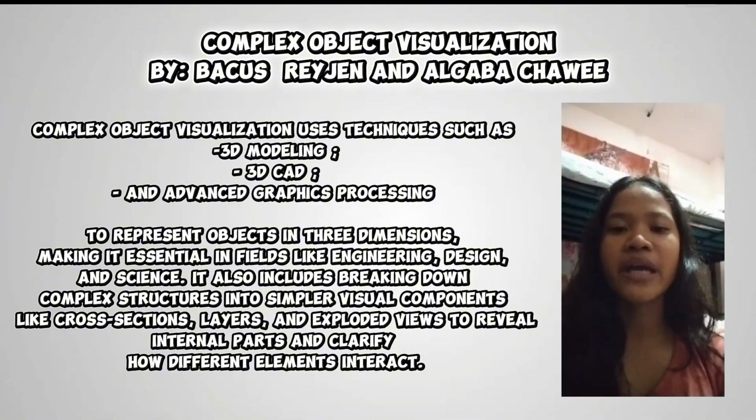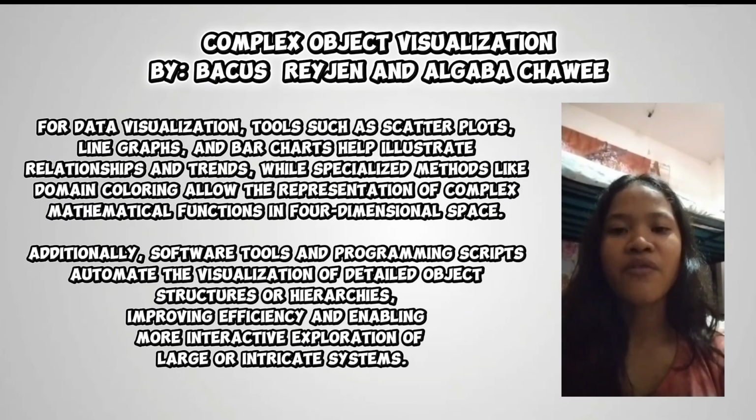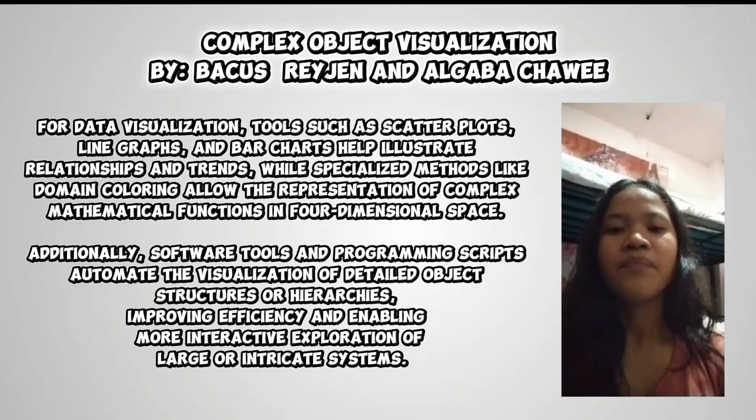It also includes breaking down complex structures into simpler visual components like cross-sections, layerings, and exploded views to reveal internal parts and clarify how different elements interact. For data visualization, tools such as scatter plots, line graphs, and bar charts help illustrate relationships and trends, while specialized methods like domain coloring allow the representation of complex mathematical functions in 4 dimensional space.